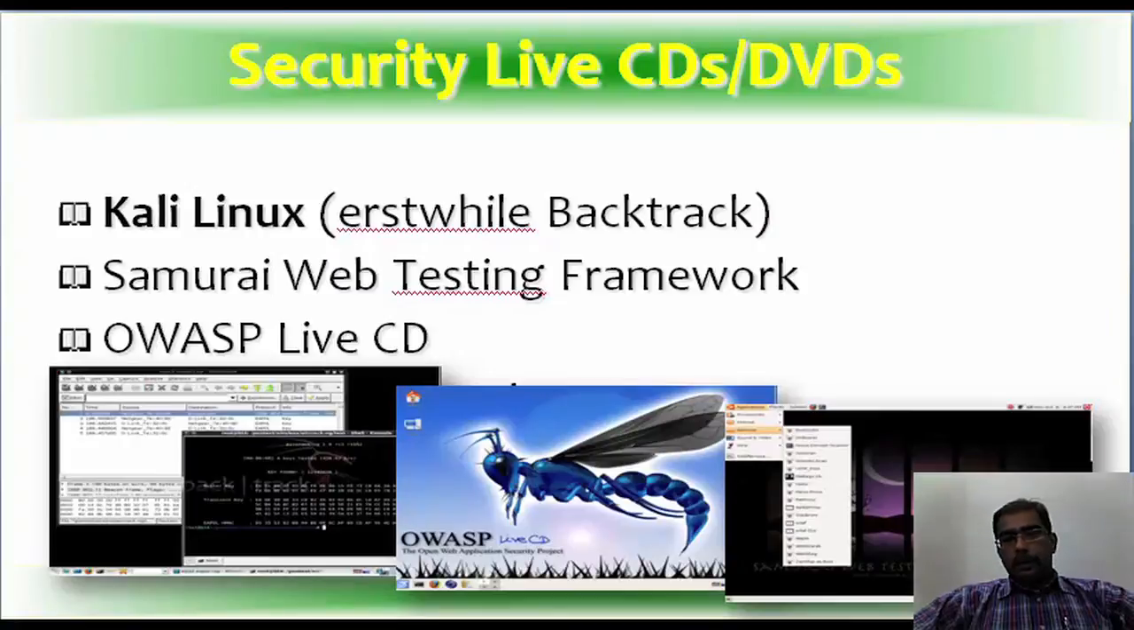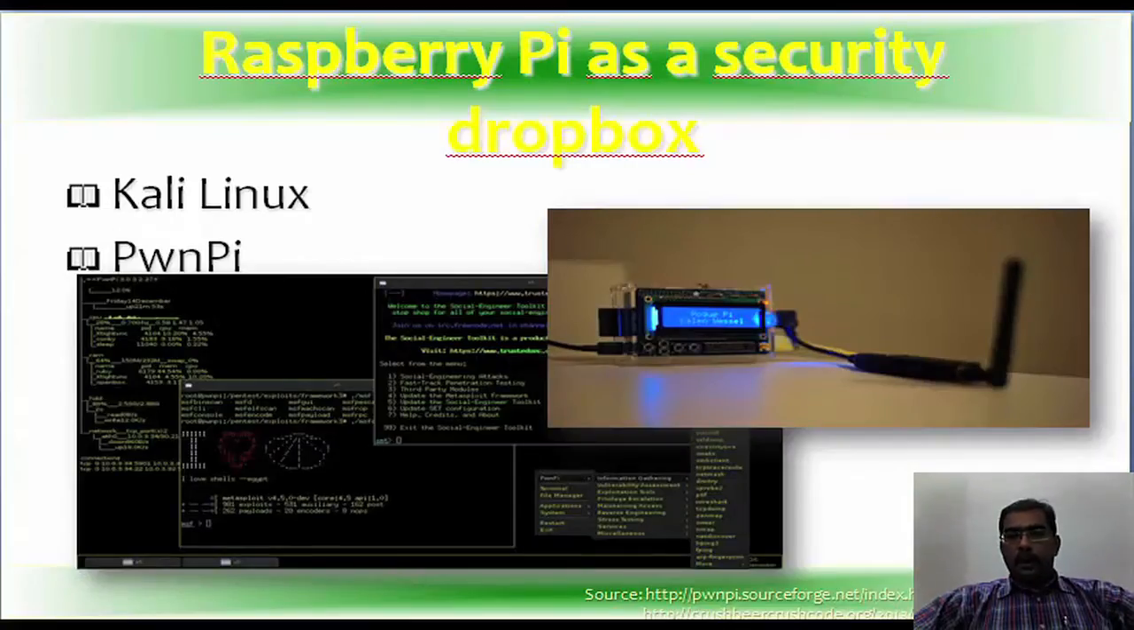Then there are live CDs and DVDs available. Kali, which was earlier called BackTrack. Samurai Web Testing Framework. OWASP Live CD is available. Then Raspberry Pi, the one on the right, can be used as a security dropbox. I have installed Kali Linux in Raspberry Pi.